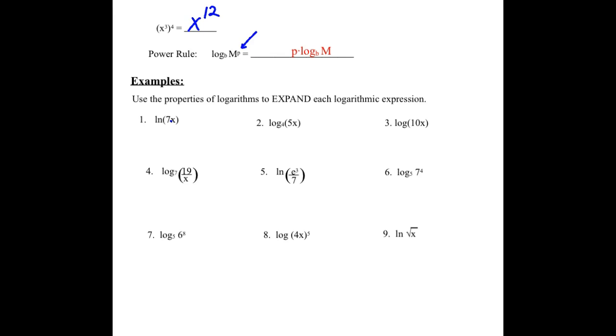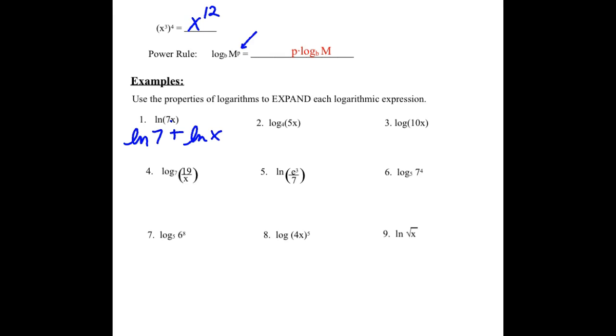Multiplication becomes addition. Think of your multiplication sign, right? Turn it a little bit, it's a plus sign. So multiplication turns into addition. This would become the natural log of 7 plus the natural log of x. So notice we're taking the natural log of both parts when we pull it apart.